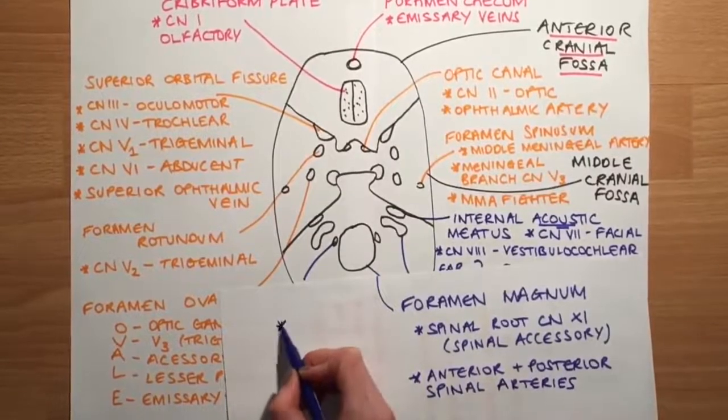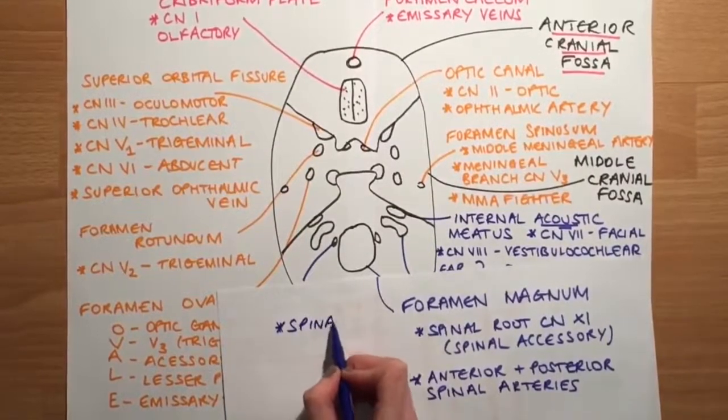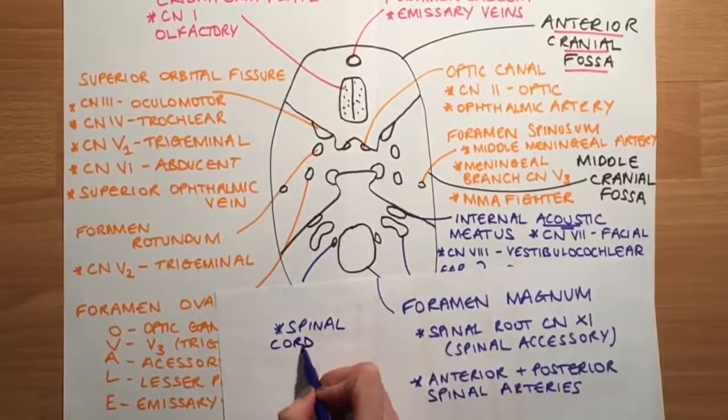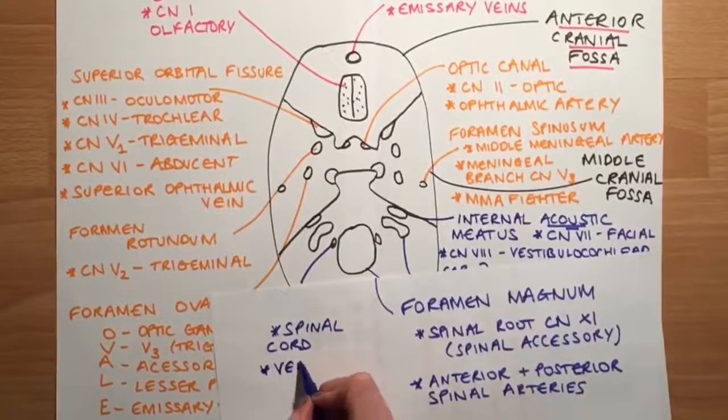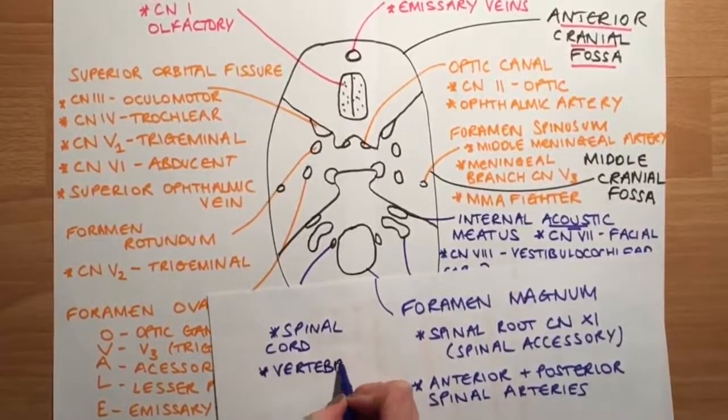The next structure that passes through the foramen magnum is the spinal cord, specifically the medulla oblongata portion. Next that will pass through is the vertebral arteries.